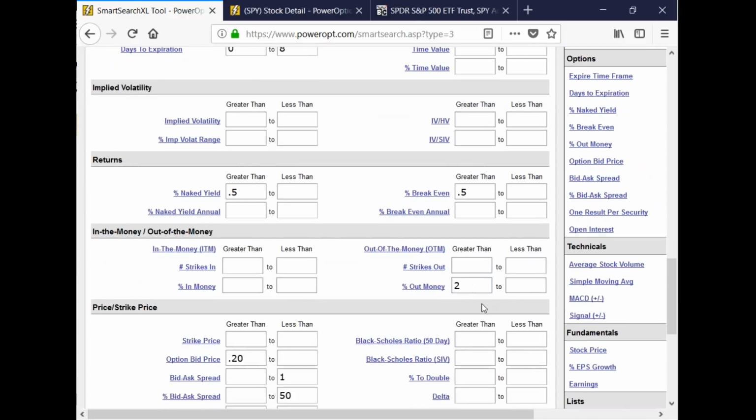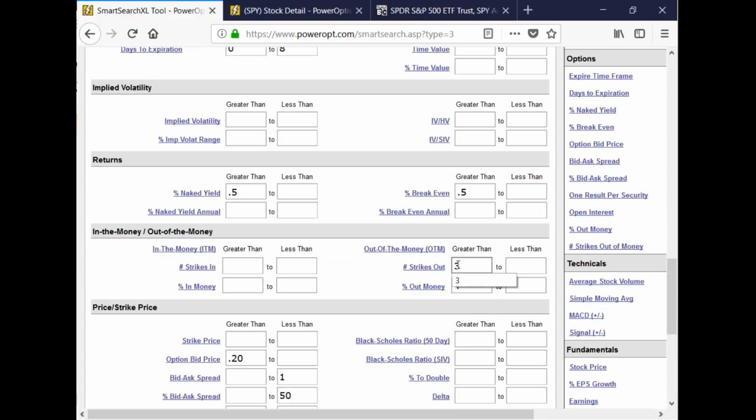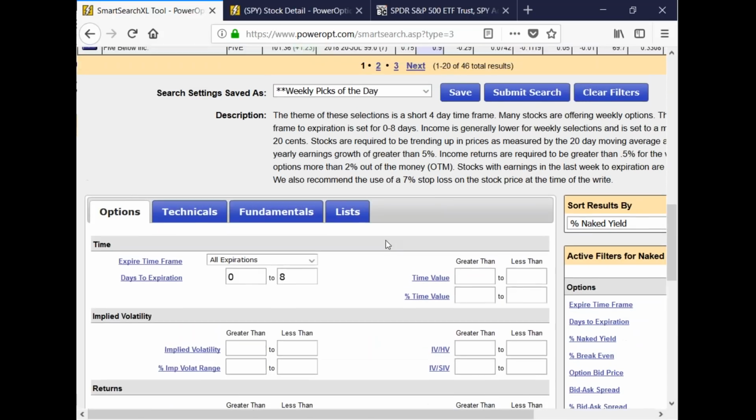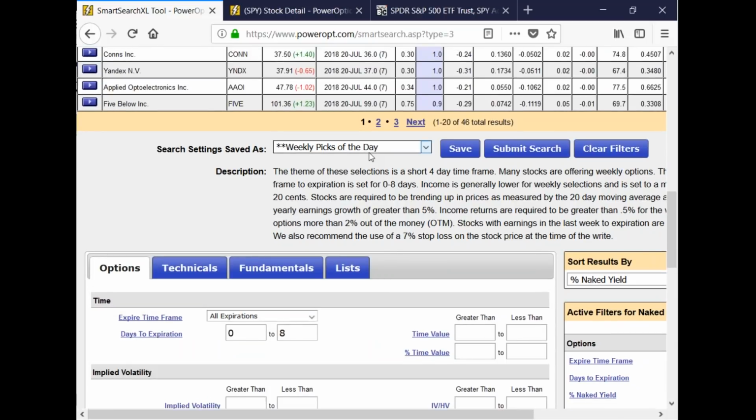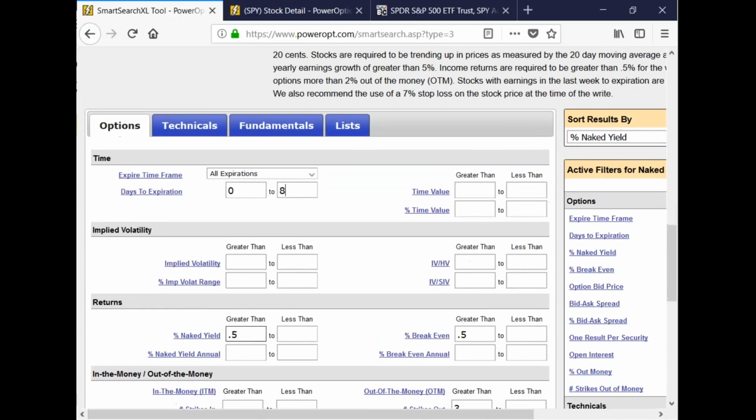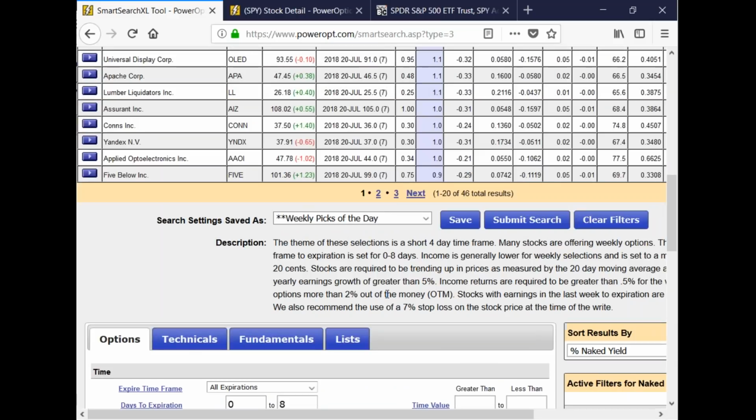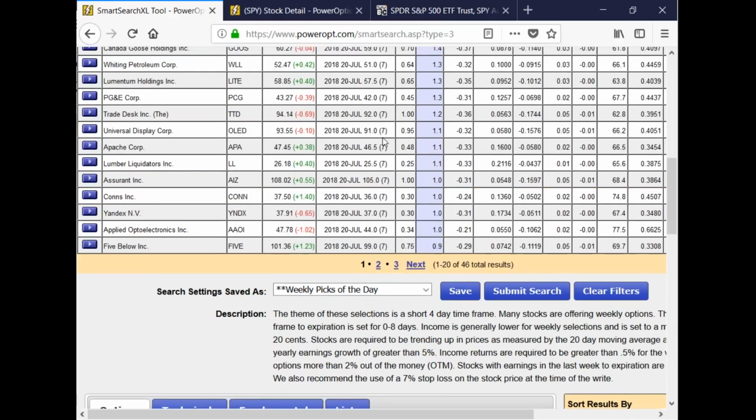All we did is we went into his search, increased the percent out of the money from 2% up to 4%, and made sure the strikes were at least 3% out of the money. Most of those have 50-cent strike differences, so that at least gets you 1.5 points below the current stock. Kept everything else the same. The stock criteria that Ernie used for his back testing and for creating the picks of the day, time frame 0 to 8 days in this case, naked yield, all stays the same minimum requirements, but we're forcing it to go further out of the money.